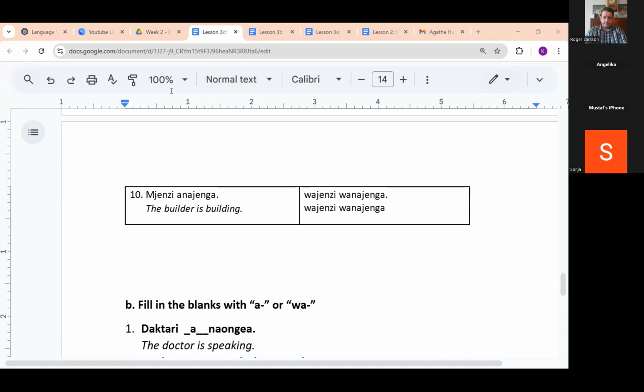Mwanafunzi anasoma Kiswahili. Wanafunzi wanasoma Kiswahili. Vizuri sana. Asante sana. Sawa sawa, tutaendelea hapa.